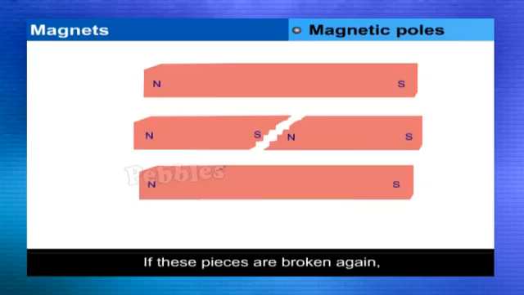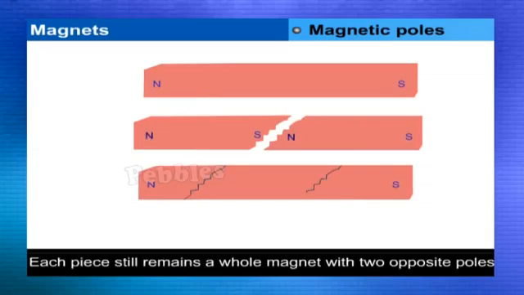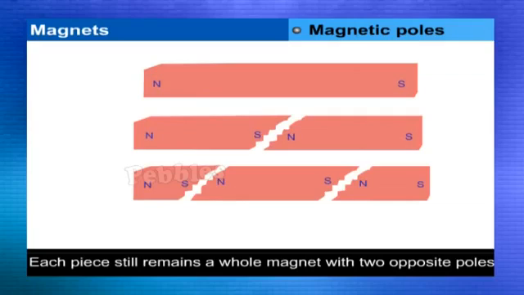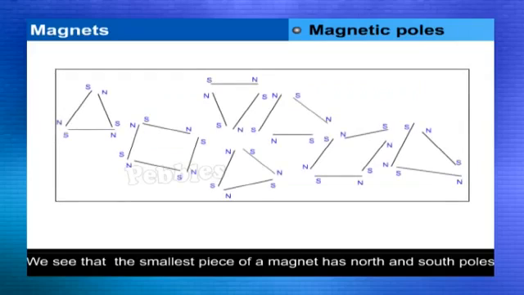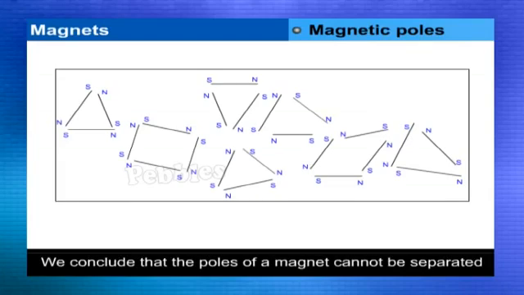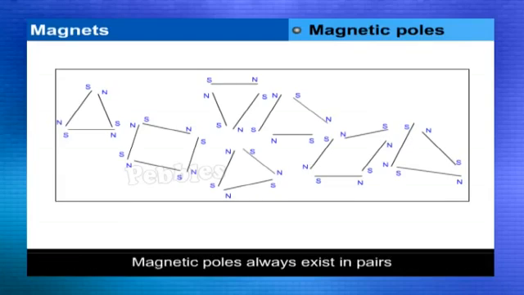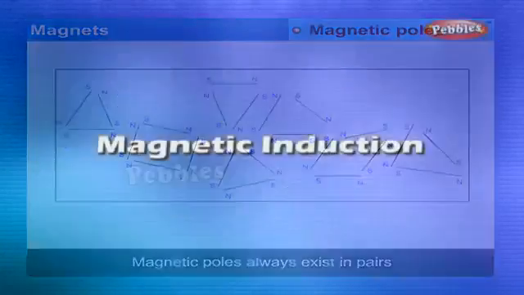If these pieces are broken again, each smaller piece still remains a whole magnet with two opposite poles. Even a very small piece of a magnet is a whole magnet. Thus, we see that even the smallest piece of a magnet has north and south poles, and we cannot separate the two poles. We therefore conclude that the poles of a magnet cannot be separated. Magnetic poles always exist in pairs.